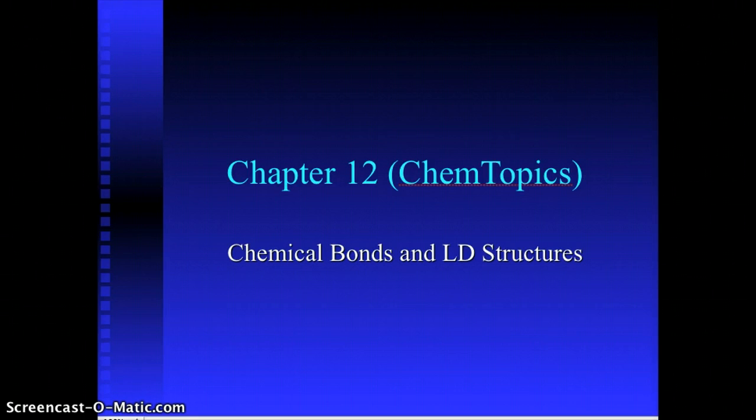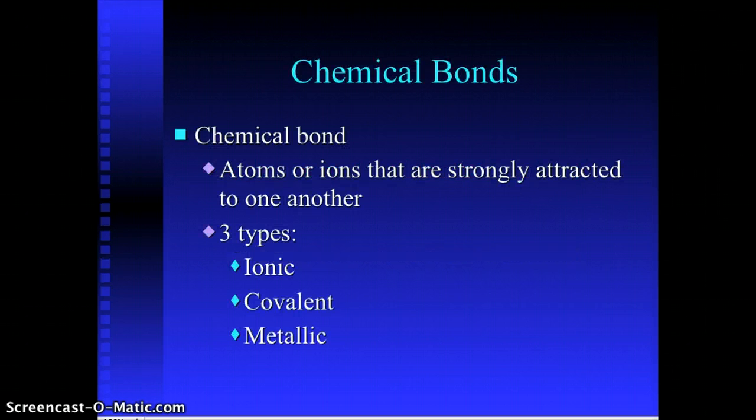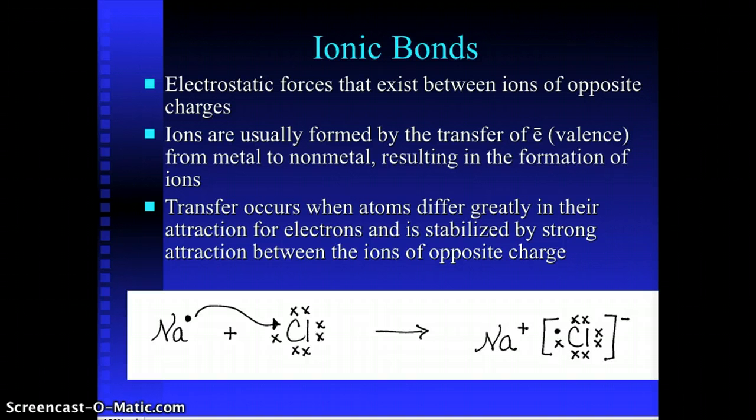On Friday, we talked about the three different types of bonds: ionic, covalent, and metallic. And we just started talking about ionic bonds. Now, if I'm going too fast for you, feel free to pause this. You can get all of this written down. But now let's spend a little time talking about ionic bonds.